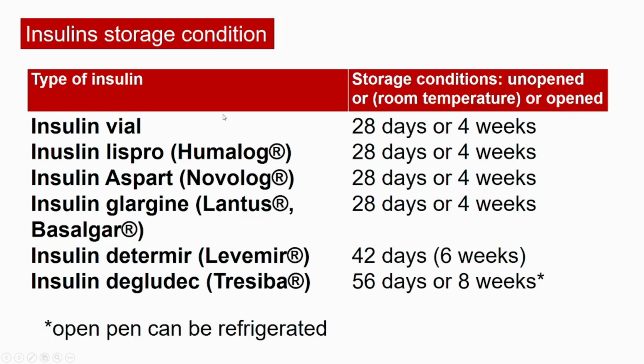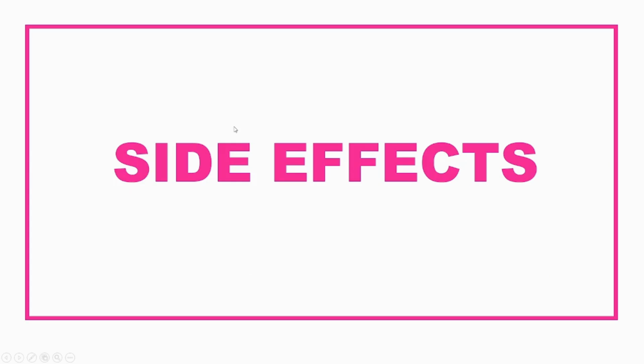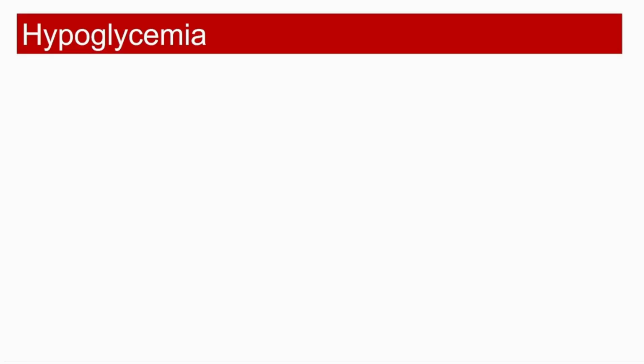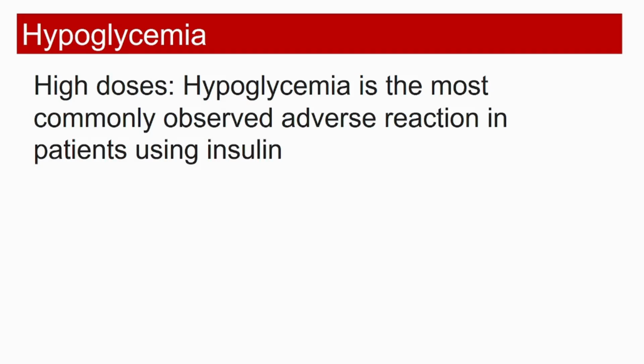Whereas all other insulin pens, once opened, have to stay at room temperature. So let's look into the side effects of insulin. The primary side effect of insulin is hypoglycemia, and this hypoglycemia is often associated with high dosages. Normal dosages should not cause hypoglycemia, or hypoglycemia can occur with a combination of other drugs that are known to cause hypoglycemia as well.